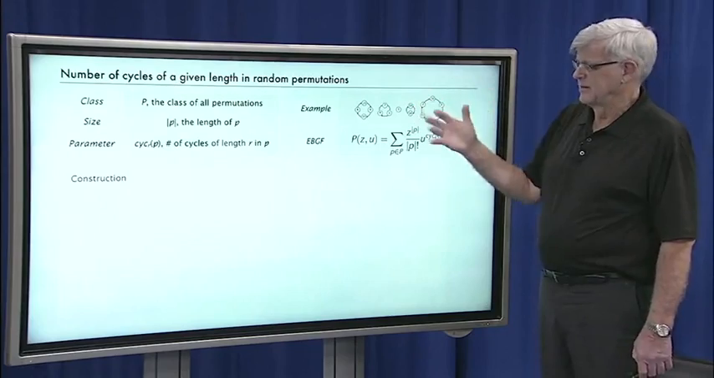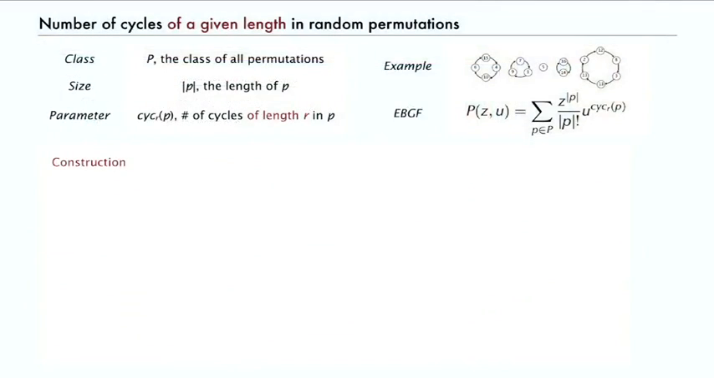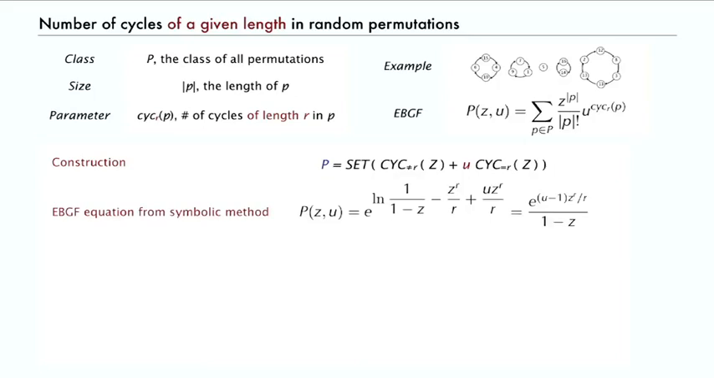What about the number of cycles of a given length? How many cycles of length r can we expect to find in a random permutation? It's just a matter of naming the parameter and then marking that parameter. The cycles of length r, we'll mark with u. The ones that are not of length r, we won't mark. And so then we get an exponential generating function immediately from the symbolic method that is e to the log of 1 over 1 minus z, but we subtract off the z to the r over r term and then add a marked one. So that works out to be e to the (u minus 1) z to the r over r, over 1 minus z.